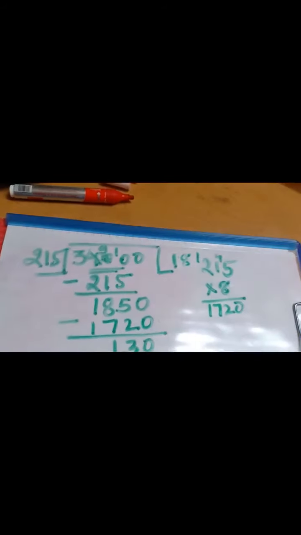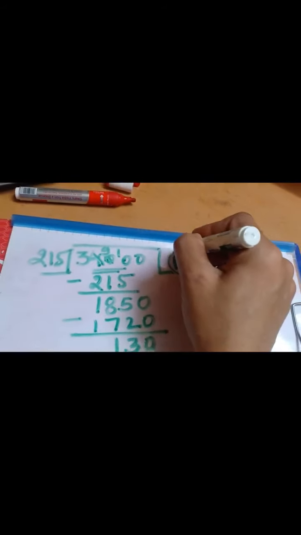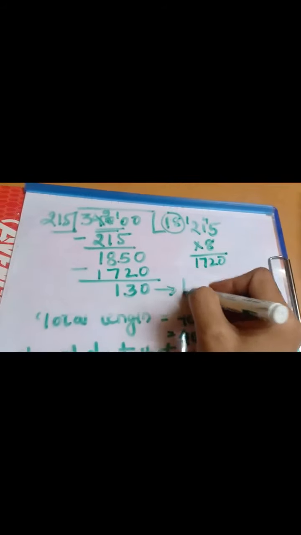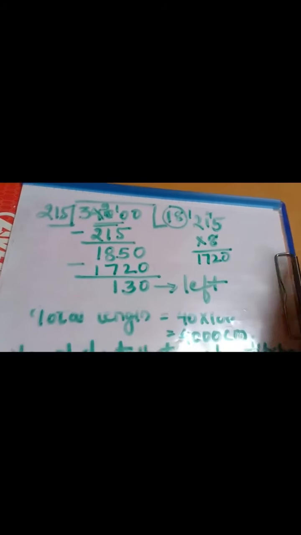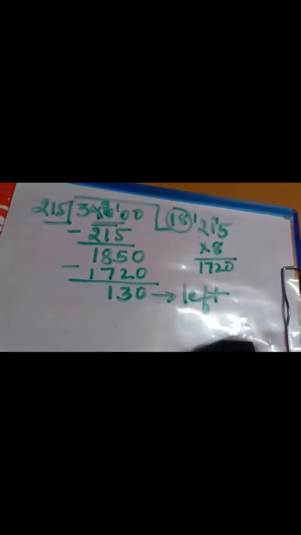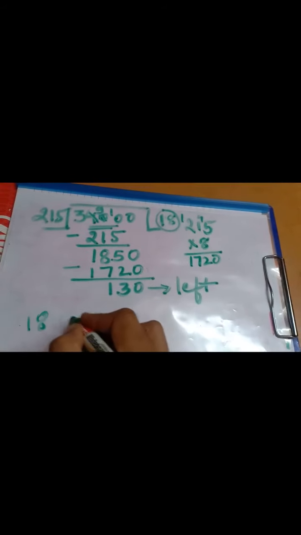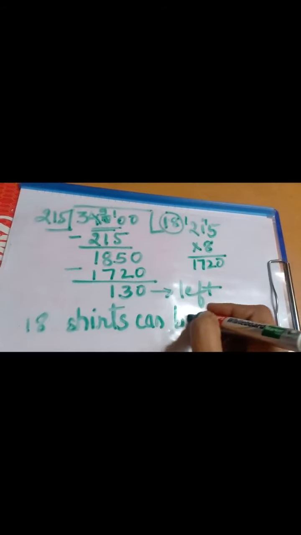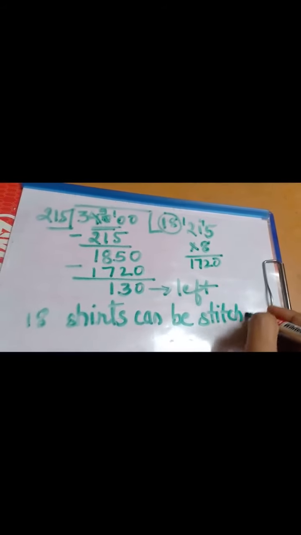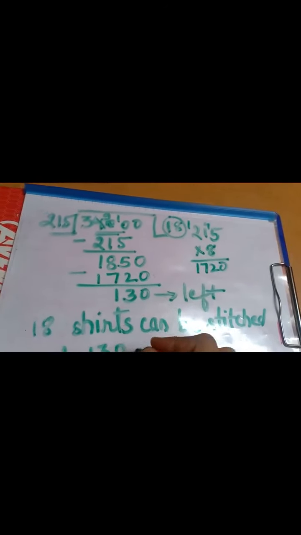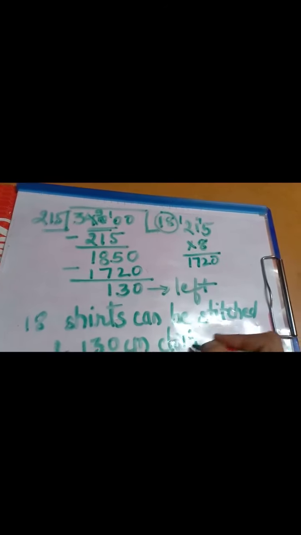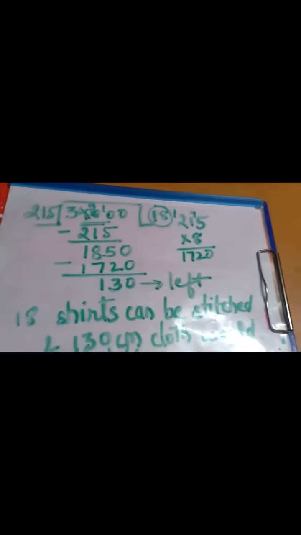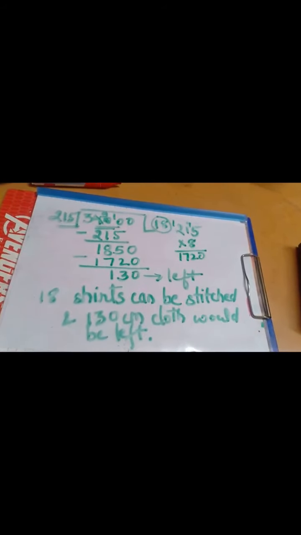So how many shirts can be stitched? 18. The quotient will give you the number of shirts that can be stitched. And how much cloth would be left? 130 centimeter cloth would be left. So now let us write the final statement. So 18 shirts can be stitched and 130 centimeter cloth would be left. So here we complete our 9th sum.